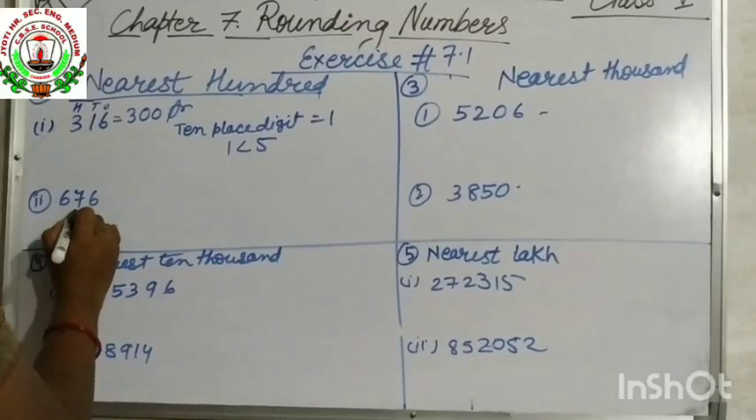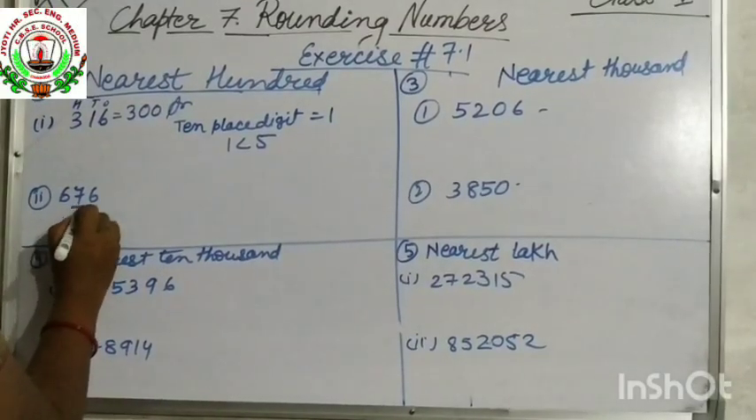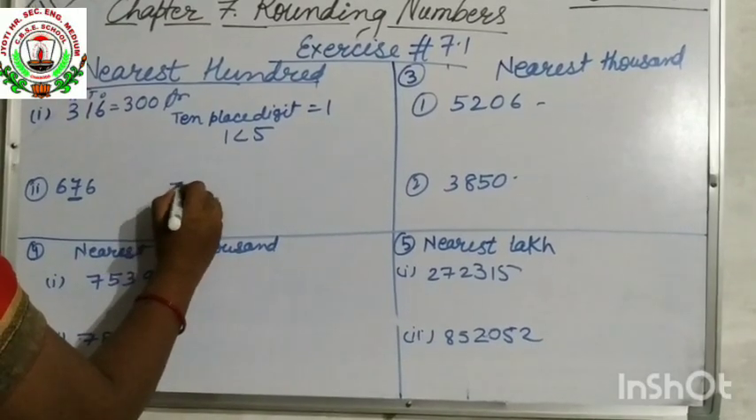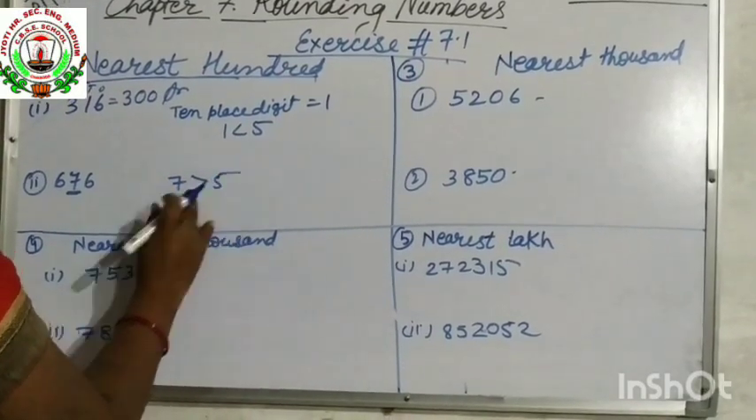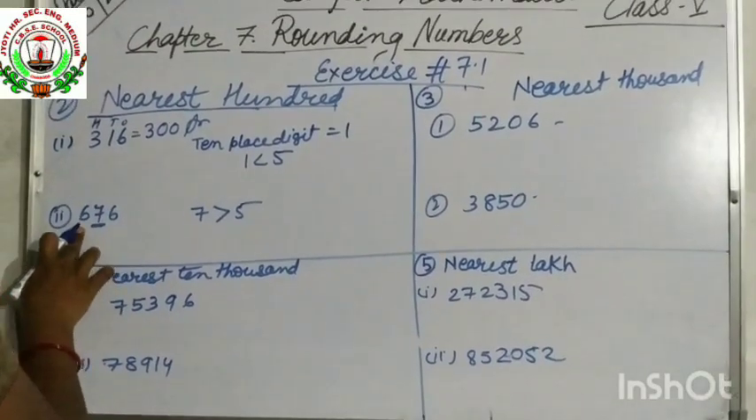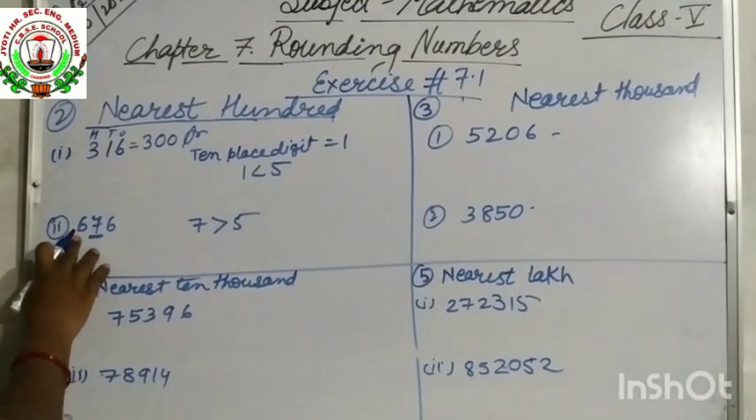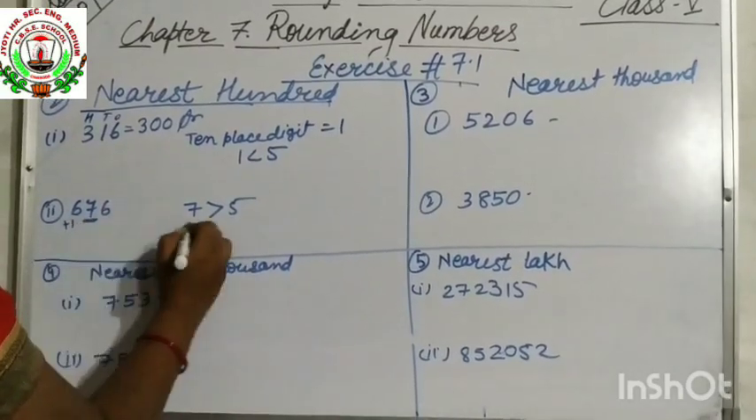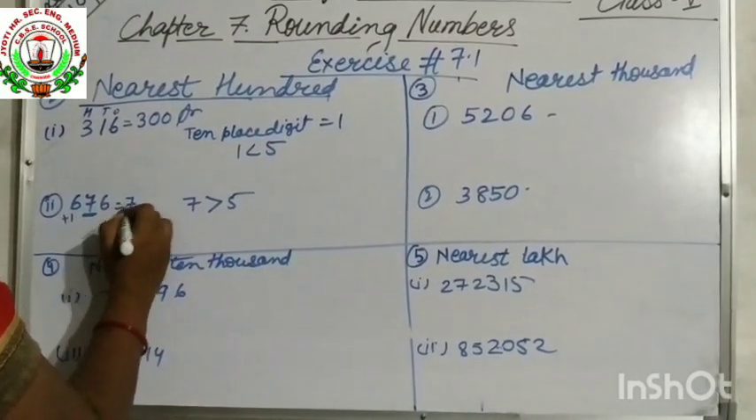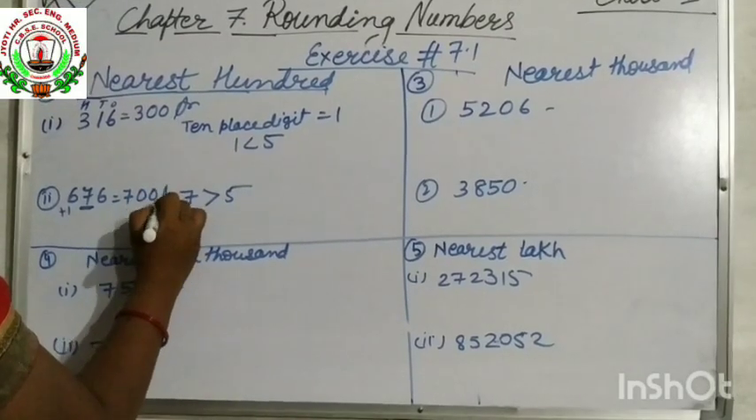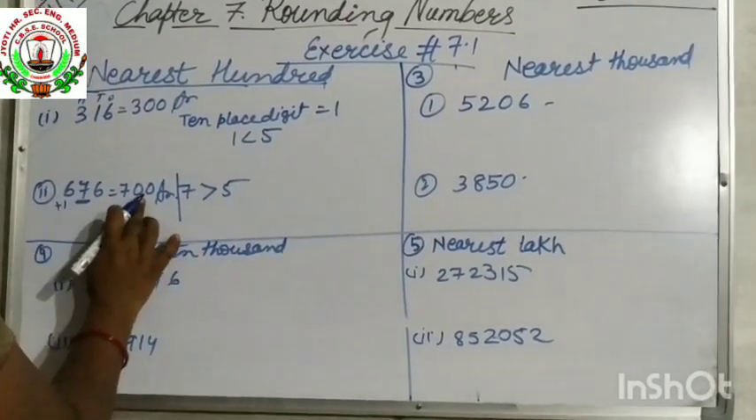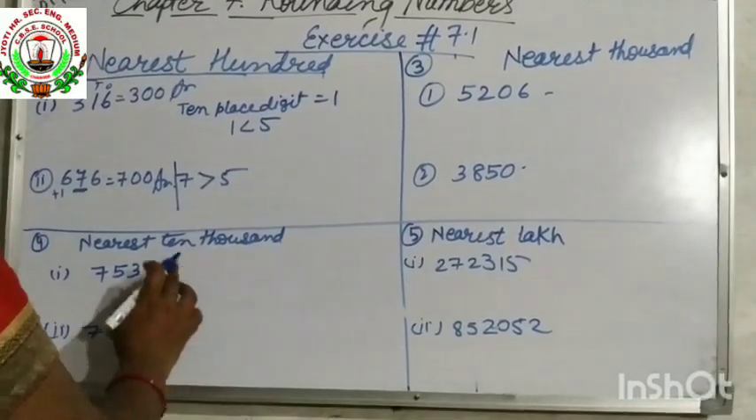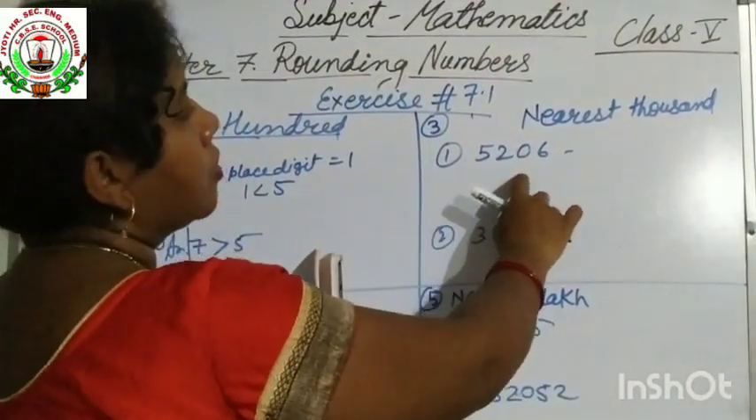Now next, see again nearest 100. So you will see the tens place digit 7. Okay, tens place digit 7. 7 is greater than 5. So if it is greater than 5, then you will add 1 to the required number of the nearest number, that is 6. 6 plus 1 becomes 7 and this will be 0. So 676 nearest is 700. Understood?